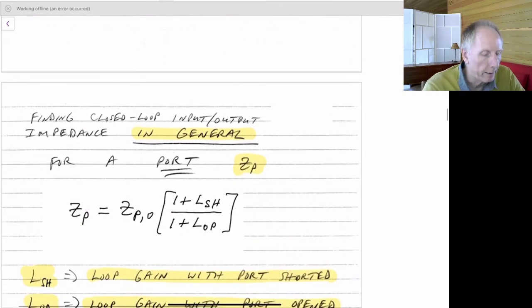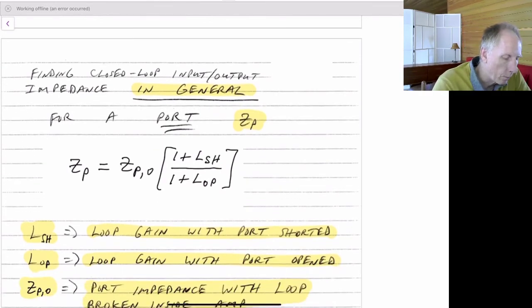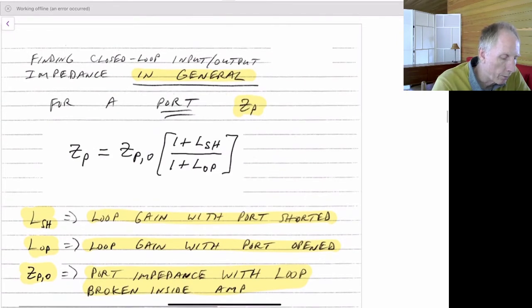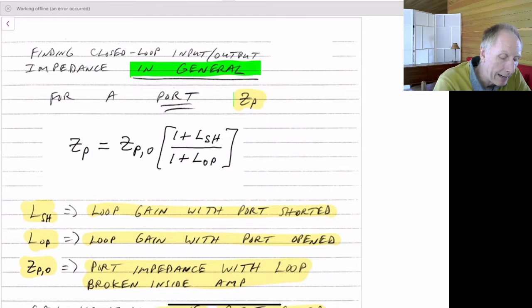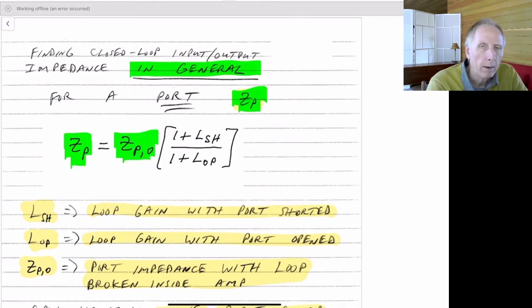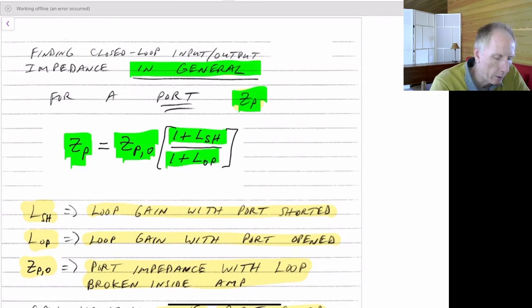Now we did it for the case when we're looking at a shunt on the feedback loop and a case when it's looking at a series one. Turns out we can actually do it in general. So I'm not going to prove this, but I'm just going to state it. But it turns out that in general, for any port in a system, the actual port impedance is equal to that same port when the loop gain is broken, so the L is equal to 0, times 1 plus the loop gain when the port is shorted, divided by 1 plus the loop gain when the port is opened.